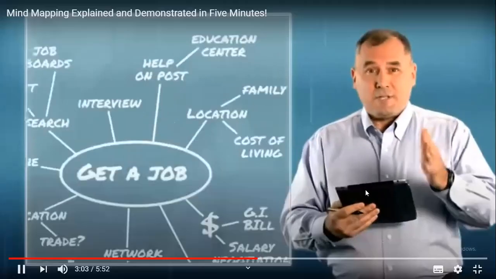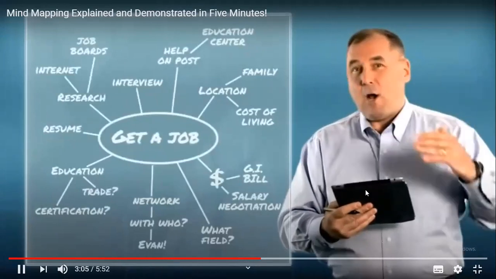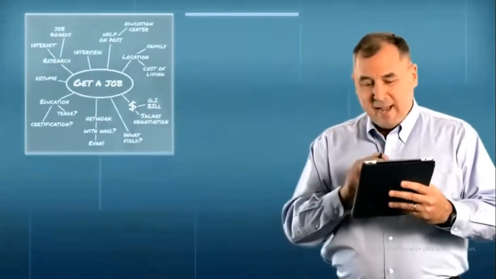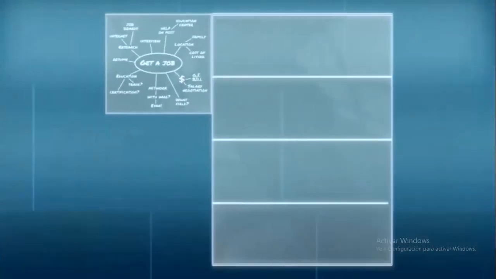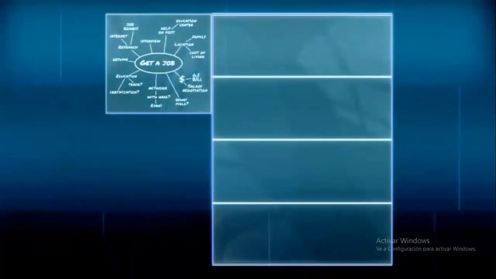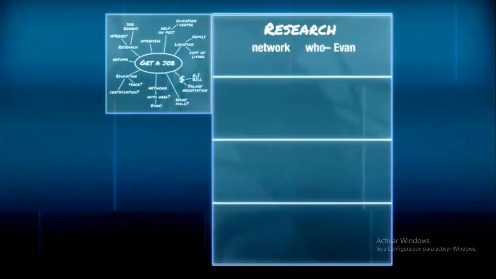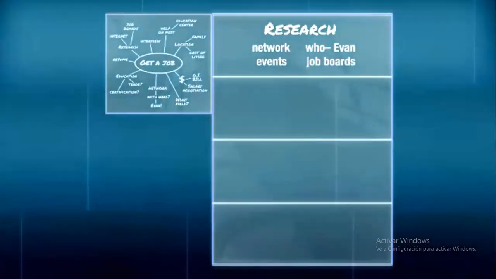But that's not where you stop. Now that you've got everything on paper, what you can do is you can take these ideas and organize them. Looks like there's a lot of stuff here about looking for information. I'm going to call that research. That's my first category. I'm going to write down networking, who, Evan, got to write Evan's name down. I didn't think of networking events, but now that I think about it, I'm going to write that down, networking events. Job boards, that's part of the research. Let me write that down.